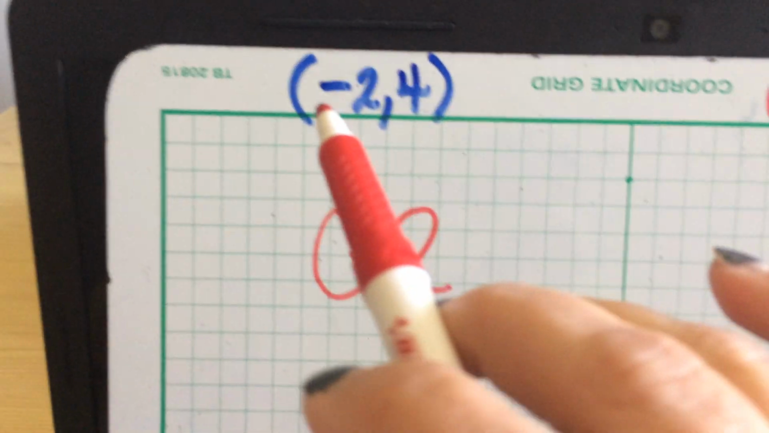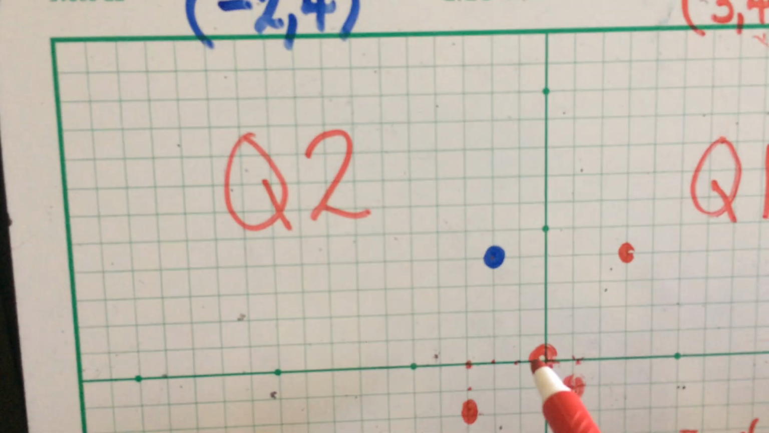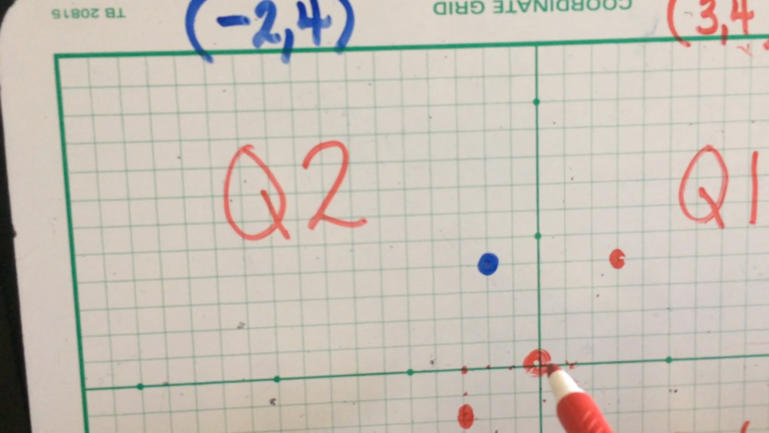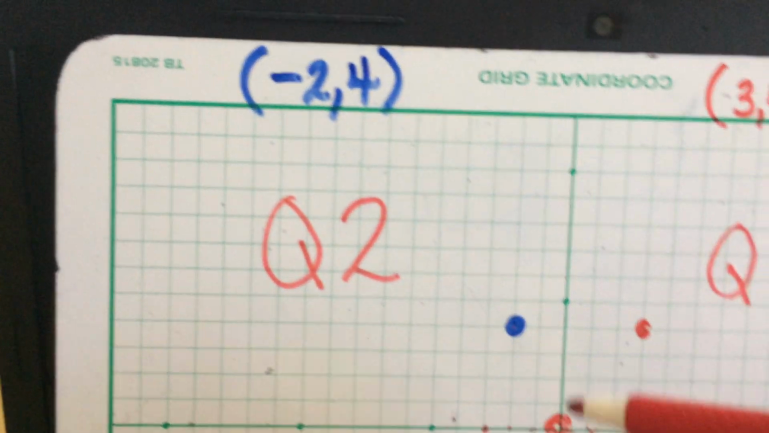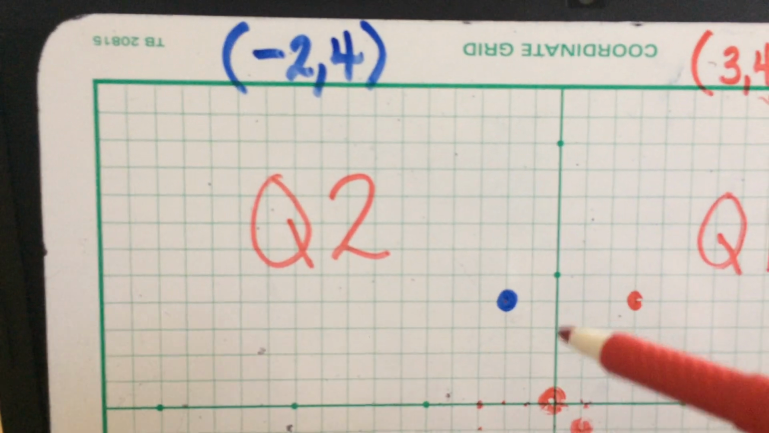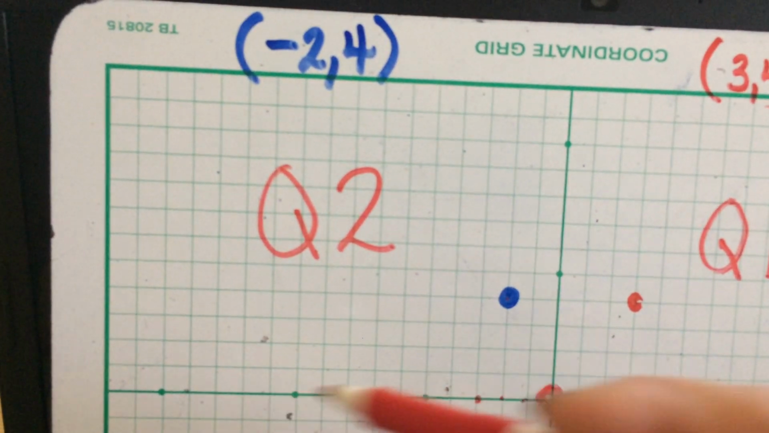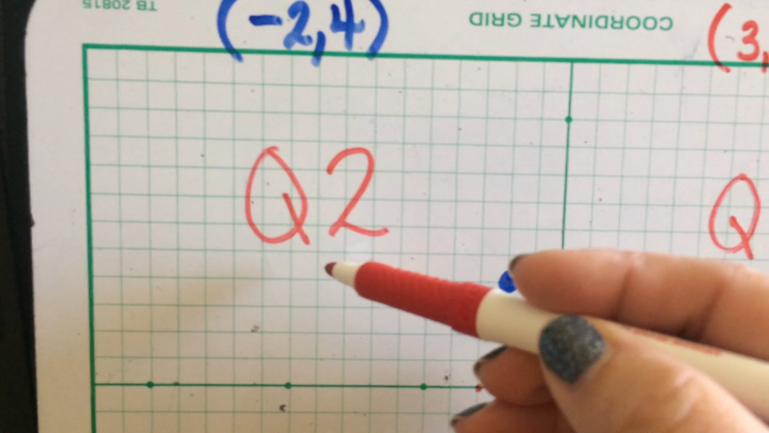On this one, you have a negative 2. That's your x. So you would go to the x line and you would count back negative 2. And then you have a positive 4, which is the y-axis, and it's going to place what we've just plotted, this point, in quadrant 2.